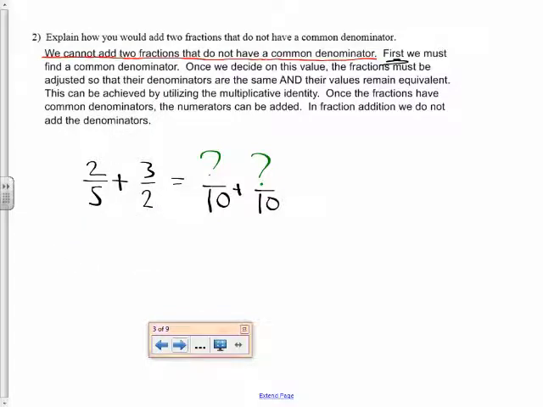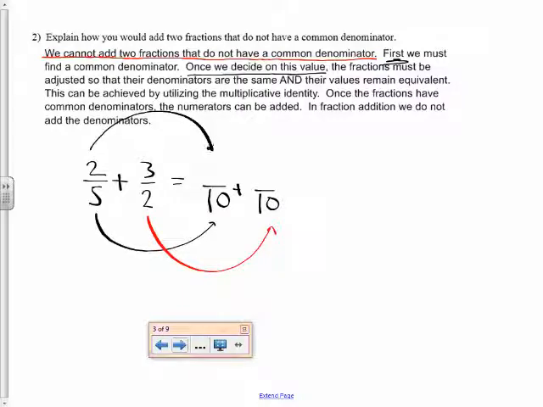So let me go ahead and erase this right here. Okay. The common denominator is going to be 10. And what needs to change here is I can't have question marks. We have to have values on the top that make these fractions equivalent. Once we decided on the value, which is 10, the fractions must be adjusted. So we already adjusted the bottom. We went from 5 to 10. We went from 2 to 10. All right? So that part's done. We did the adjustment for the bottom. That's what finding the common denominator is. But we have to adjust the top. We have to go from 2 to something.